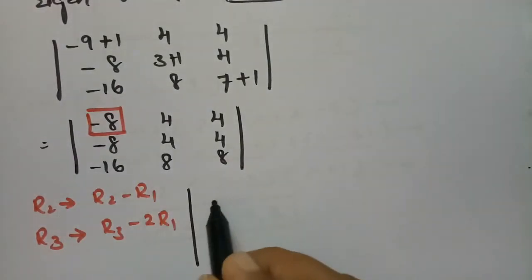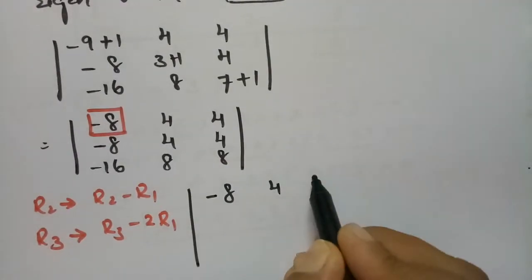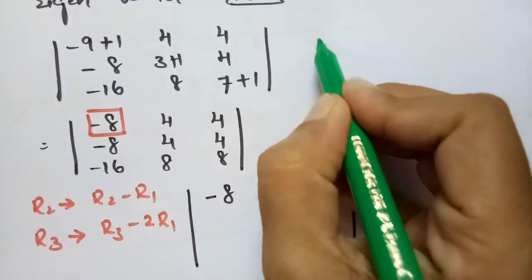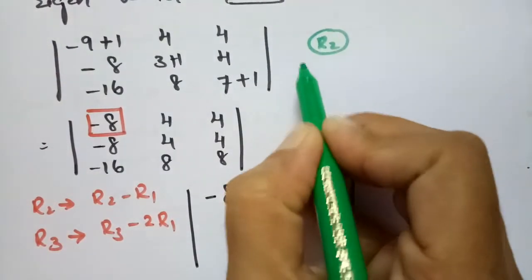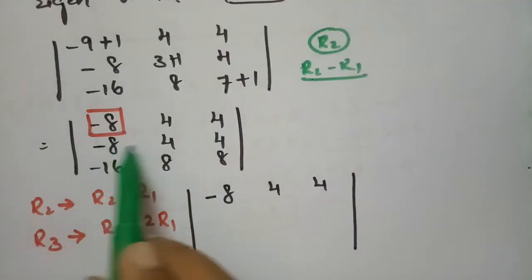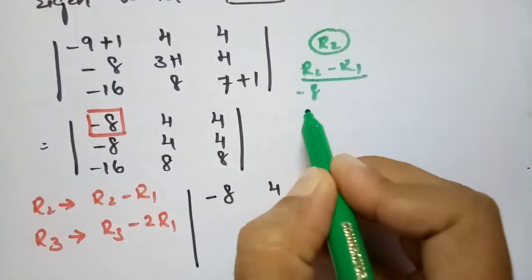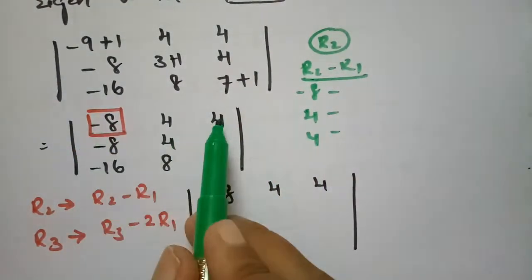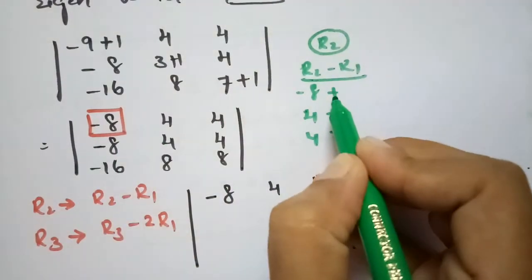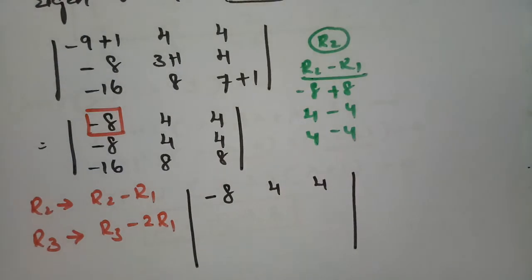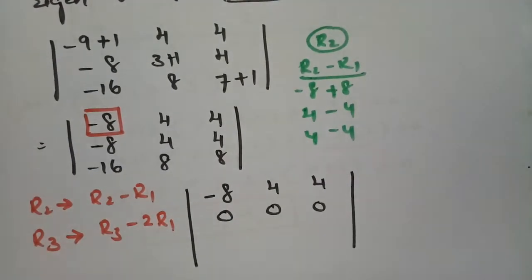So R1 is undisturbed, so this will be minus 8, 4 and 4. And here, the operation is R2 minus R1. What is R2 here? Minus 8, 4, 4. And minus R1, what is R1 here? Minus 8. So minus 8 becomes plus 8, and this is 4 and 4. So total R2 will be 0, 0, 0.